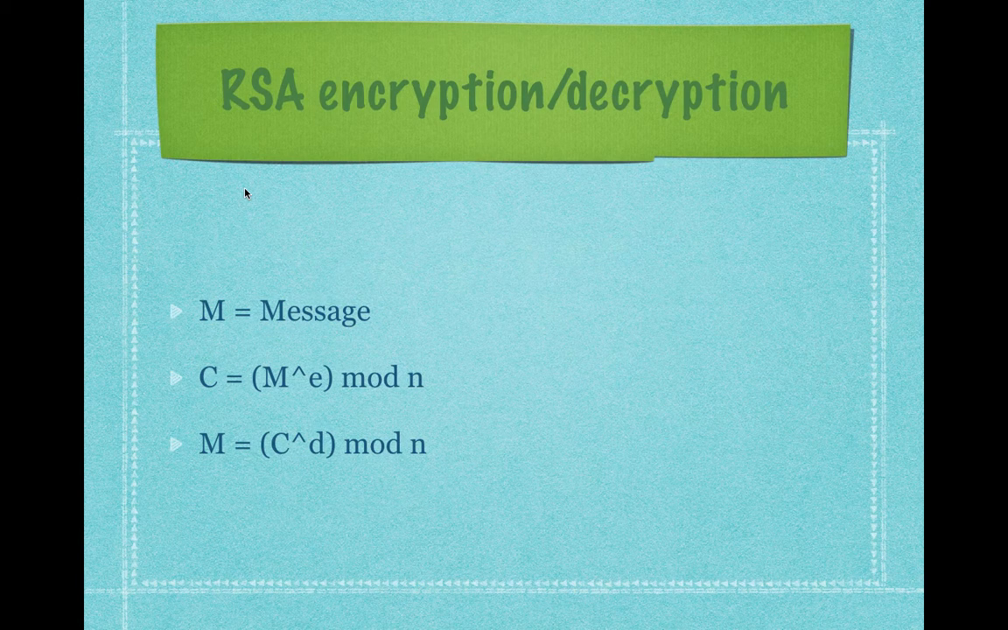Now, how does the actual encryption and decryption work in RSA? Let's say you have a message M. The encryption and decryption is very simple. All you have to do is take your message, raise it to the exponent E. Your E is nothing but the public key. Then use mod N. That is what you call a ciphertext. Decryption is again the same logic. Use your ciphertext, raise it to the power D. D is your private key, and then you reduce it mod N, and you will get back your message M.